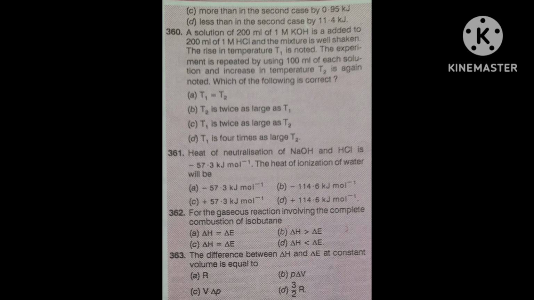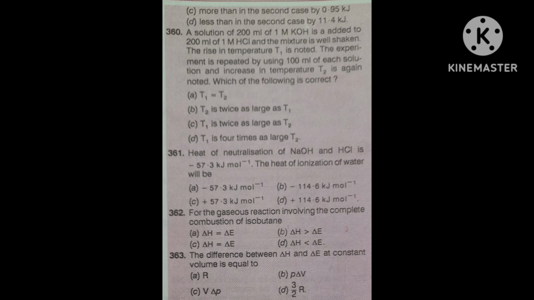Correct? Option B is correct. Actually the first and third options are the same, but here you don't require that, only option B is correct in this case, that is delta H greater than delta E.